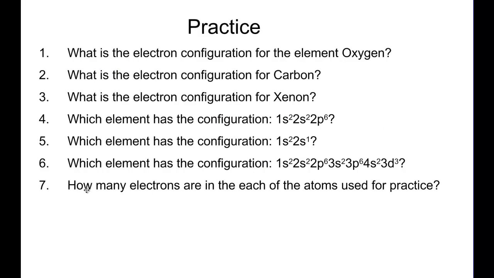And then, how many electrons are in each of these atoms? Well, how do we figure out how many electrons we have? Well, just count them up. Okay? Count them up. For example, with this electron configuration, I have 2 electrons, 2 electrons, 6 electrons. So this one has 10 electrons, whatever element that is. Okay? This one has 3 electrons, 2 plus 1. That's how you figure out how many electrons you have.